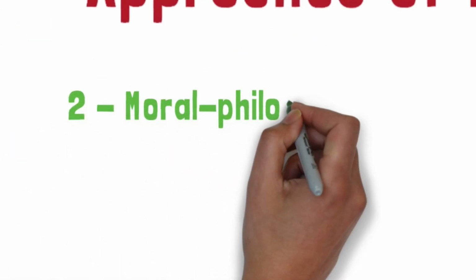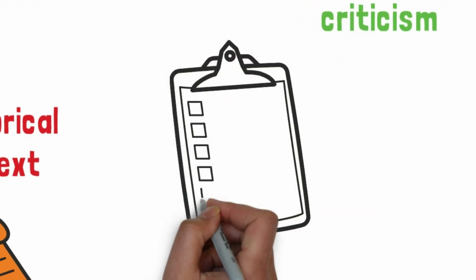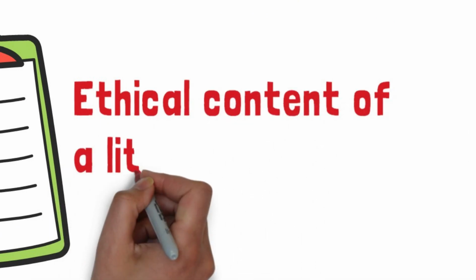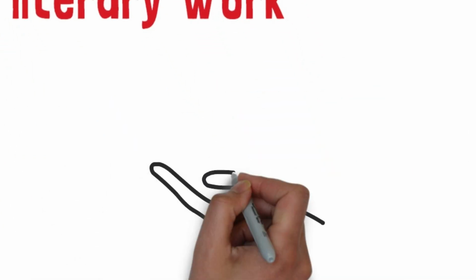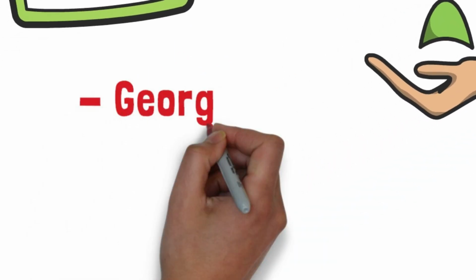Number two is moral philosophical criticism. This approach evaluates the ethical content of a literary work. For example, examining the moral values portrayed in George Orwell's Animal Farm.